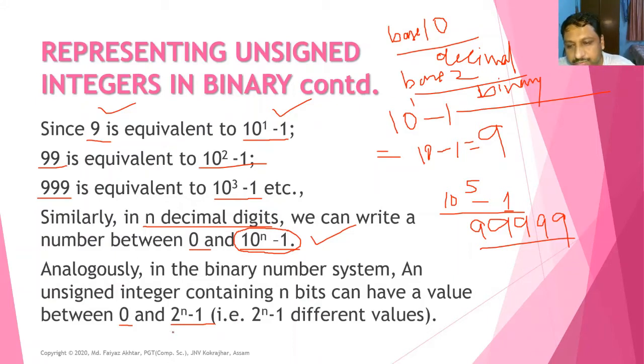So to represent binary numbers, if we want to obtain the largest number from n bits, or n binary digits, then 2 to the power n minus 1 will be the largest number. So we can say the values range from 0 to 2 to the power n minus 1.